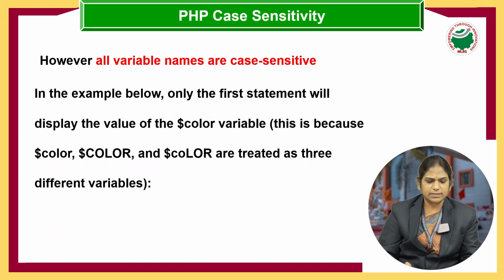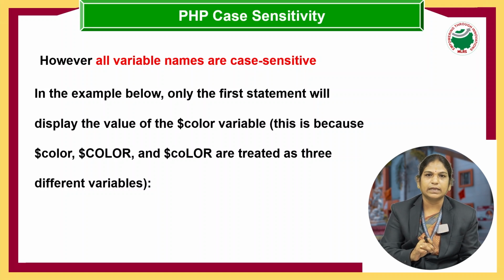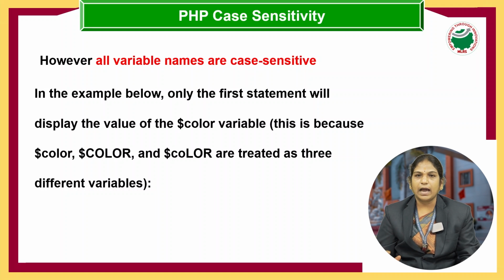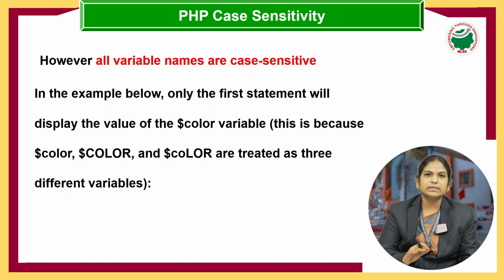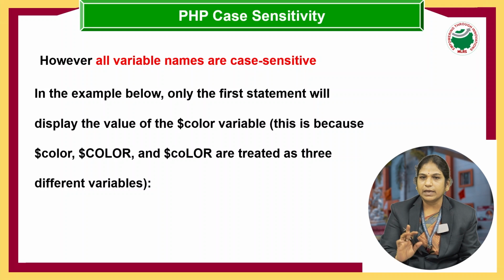Let us see, I have declared a variable with the name color. In PHP, declaring a variable is prefixed with a dollar sign: $color, $x, $y indicate that they are variables. Here we have $color with all lowercase letters, $COLOR with uppercase, and $Color with mixed case. In this situation, all these three variables are treated as different variables. Why? Because variables are case sensitive.